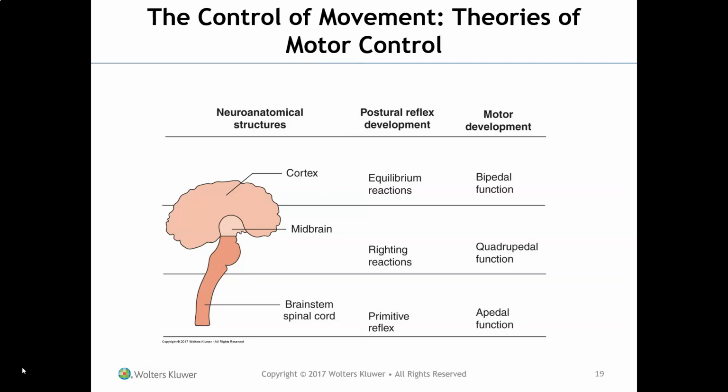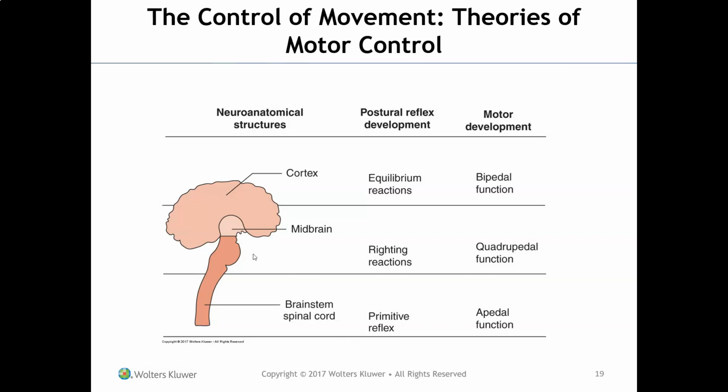All right. If you look at this structure here, I'm not going back to anatomy or to the basics of motor control. This should all be review for you. But if you look at the brain cortex, what does it do? It helps with equilibrium reactions. Then it does bipedal function. The midbrain does righting reactions. It can help with quadrupedal function. And then the brainstem and the spinal cord do primitive reflexes and apedal function.